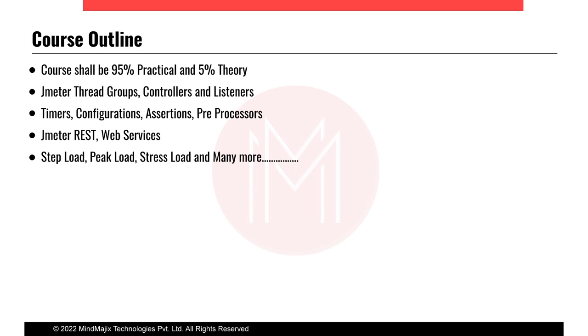Then timers. In real time, we usually run the test with some delays. To achieve that, we have timers in JMeter. Then configuration. If you want to run it from Excel data, you want to take data from Excel, you can configure that. Then assertions. If you want to validate your response, then you can use assertions.